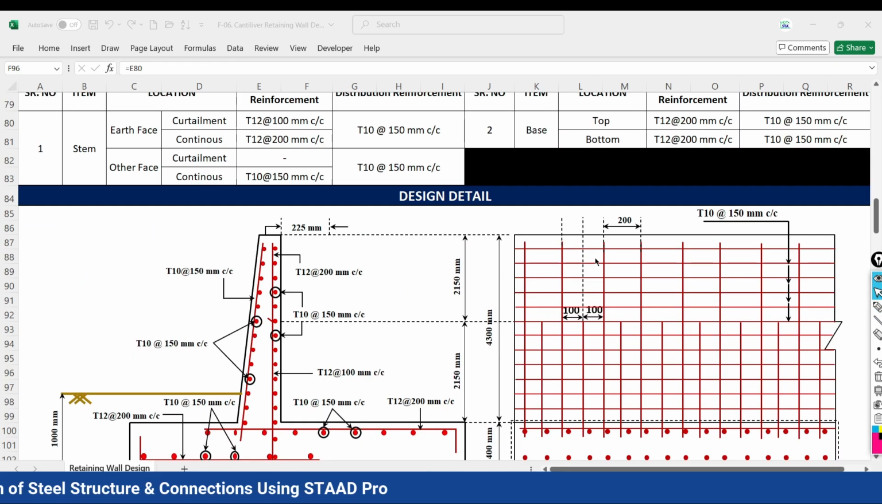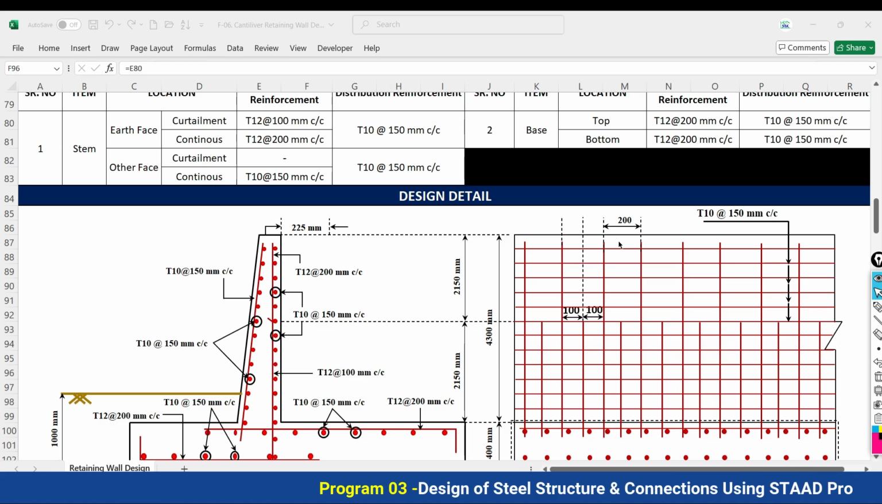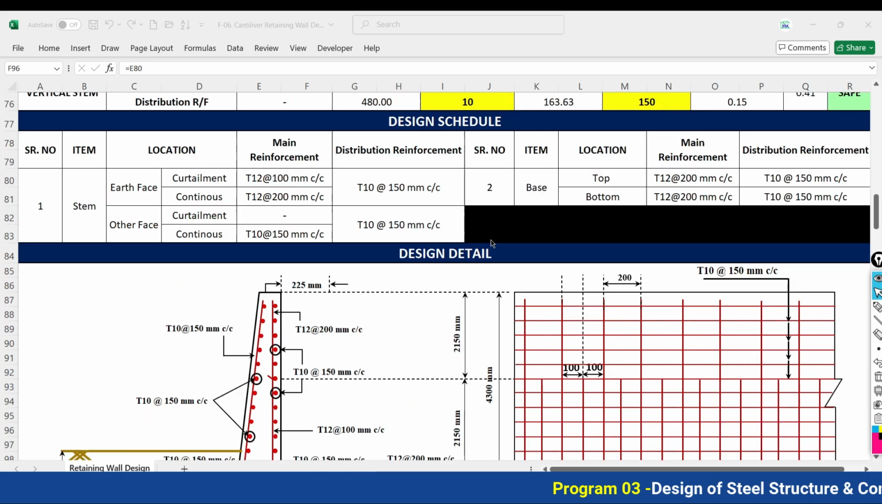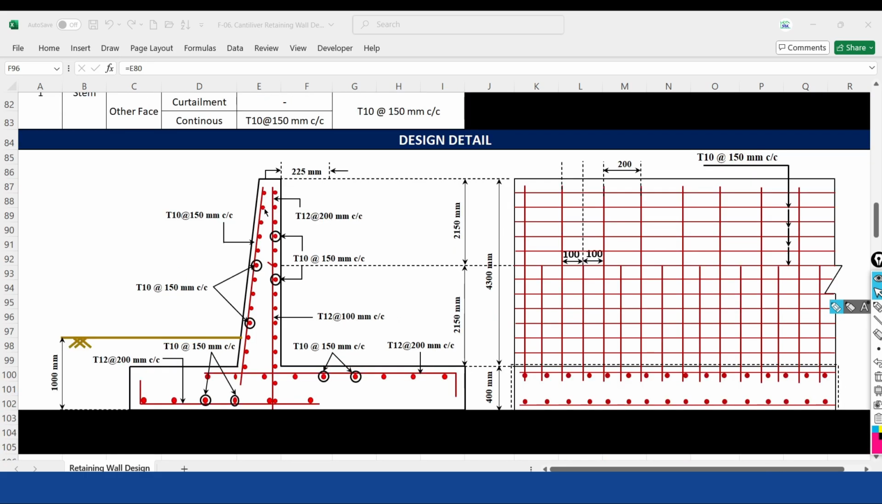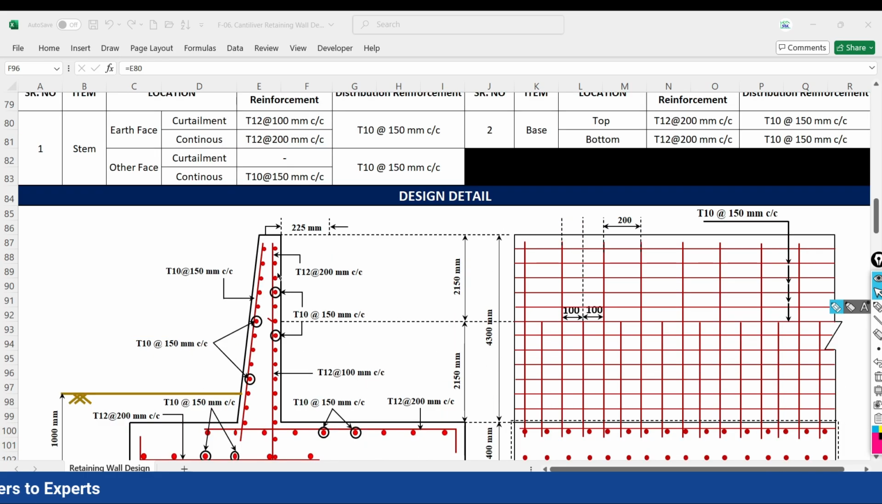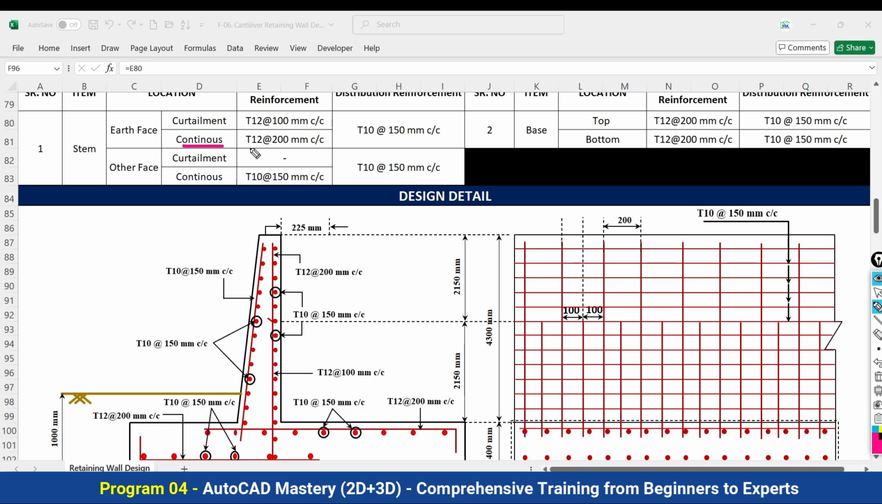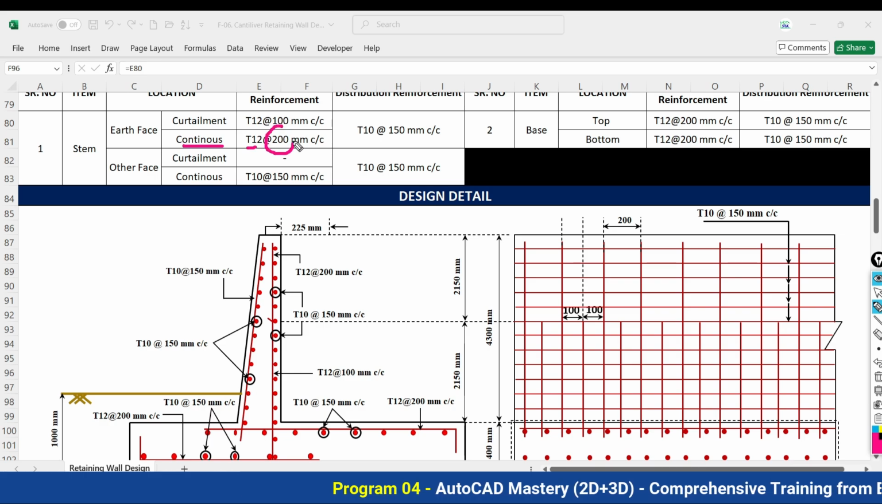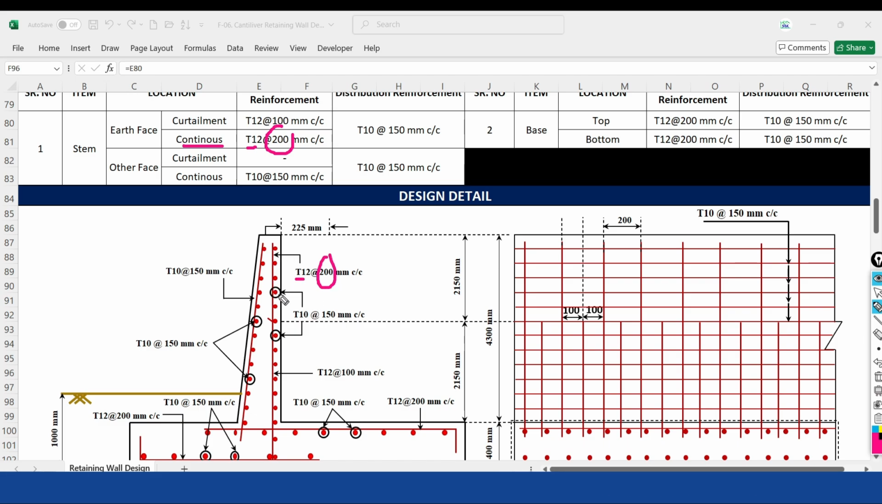Now this sheet is not only giving the schedule, but also updating the complete detail with respect to your design results. Whatever the design schedule is present here, the detailing is available here accordingly. First of all, we are going to read the detailing for the cantilever portion. As you can see, continuous reinforcement of 12 mm diameter bar at 200 mm center to center from base up to top. So it is 12 mm dia at 200 mm center to center, as you can see in this sectional elevation and in this side elevation.